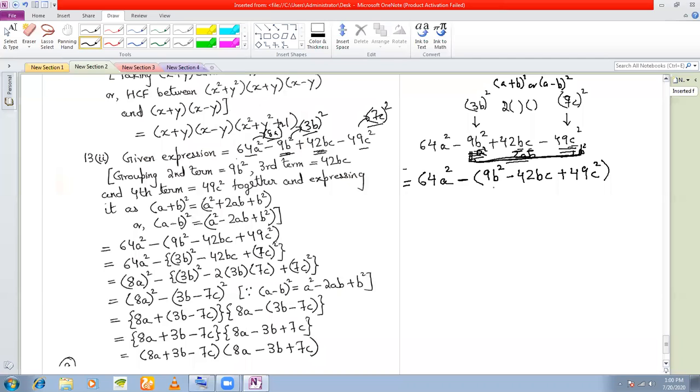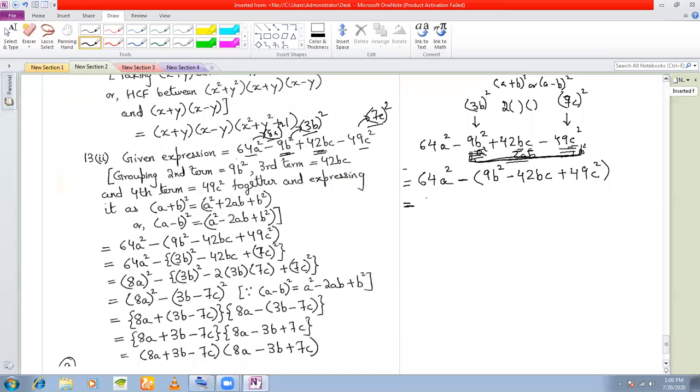Now see, what does this look like? a square, b square minus 2ab. Doesn't it look like this, which is what? a minus b whole square, isn't it? Yes, sir. So let us check what we can do now. Mathematics is everything about intuition. Something from within should tell you.